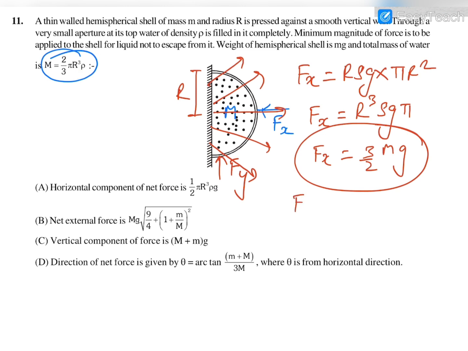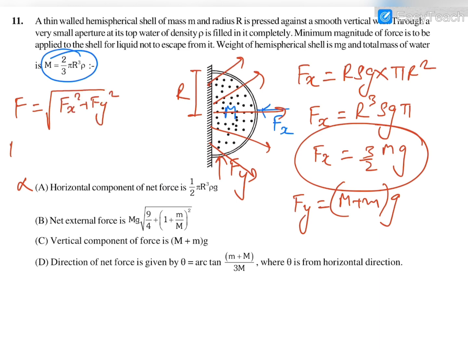Now Fy will be balancing the total weight. Now the total weight will be m plus mg, and therefore we can say that A option is incorrect. Now let us check the D option. So we know that the total force will be under root of Fx square plus Fy square. So F will be equal to mg common, and it would be under root of 9 by 4 plus 1 plus m by m whole square. So B option is correct.